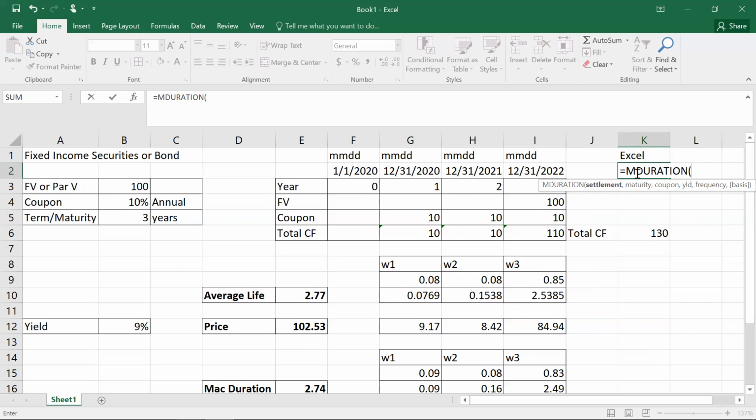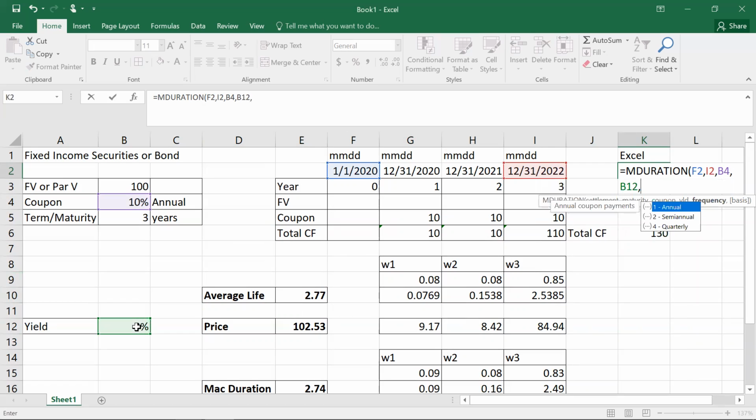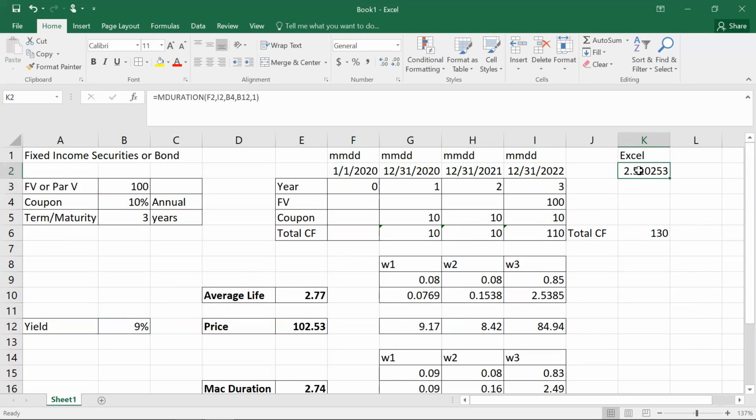So you can calculate MDURATION directly in Excel. Settlement is today's date, the start date, that is 1st January. Our bond pays coupon for the next 3 years. So this is the settlement date, comma, and the maturity is 31st December 2022. The coupon is 10%, the yield is 9%, and the frequency of the coupon is annual, so once in a year, one. I will close it down. So this is my modified duration.